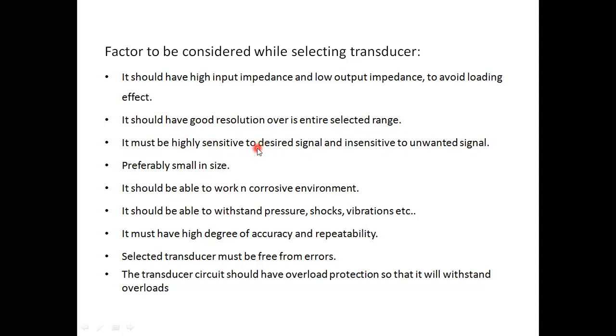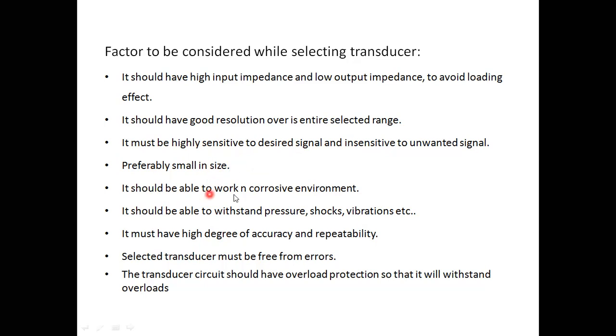So I have to measure the desired signal. If I measure unwanted signals, noise gets added to my output. So resistivity to unwanted signals should be high, and sensitivity to desired signals should be high, right? And it must preferably be small in size so as to be compatible with the total system which I am using.